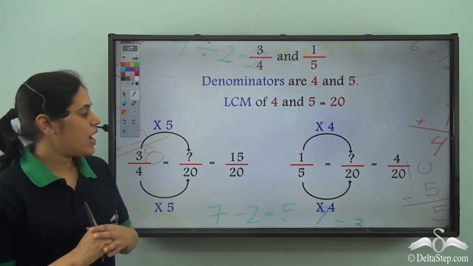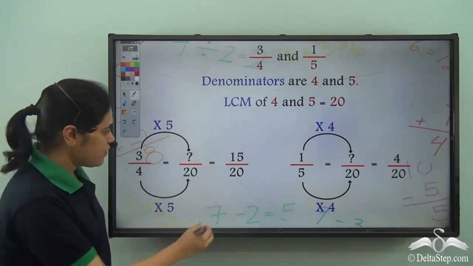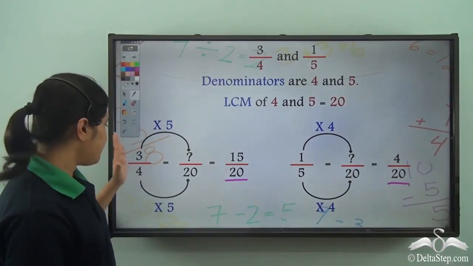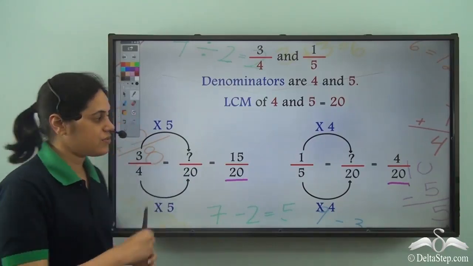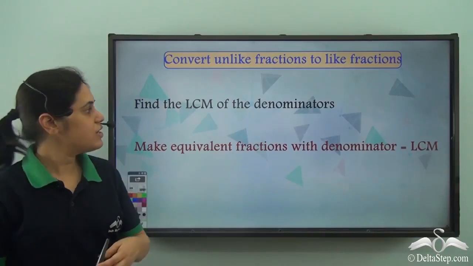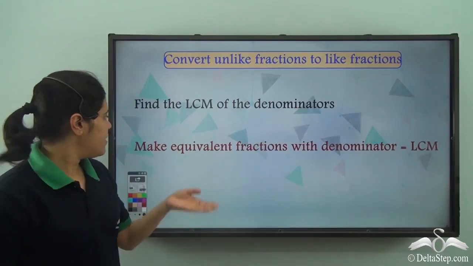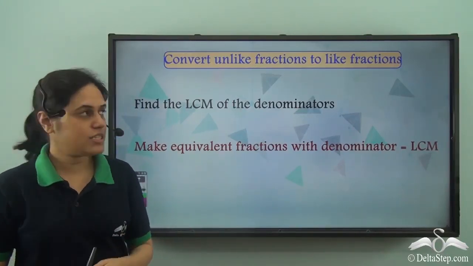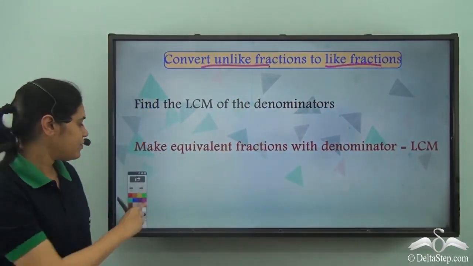So this is how I can make two unlike fractions as like fractions. See, 15 by 20 and 4 by 20. They are the same as 3 by 4 and 1 by 5, but they are like fractions. So how can I convert unlike fractions to like fractions? First, I need to find the LCM of the denominators and then make equivalent fractions with denominator equal to LCM. This is how you can make like fractions from unlike fractions.